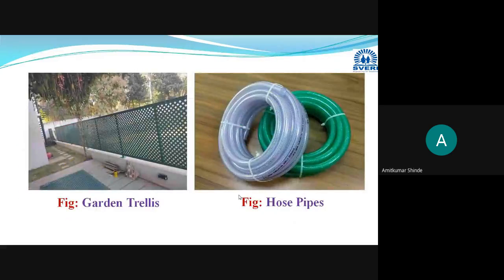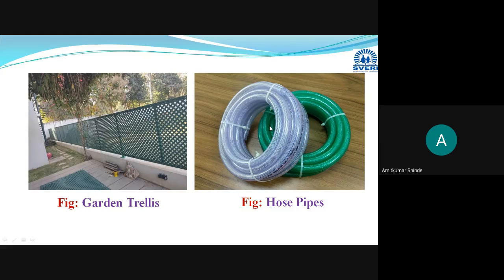And then the next is garden trellis. For protecting the garden, we provide a barrier around it. Some trellis are provided. These trellis are made up of plastic material only, and they are made by the extrusion method only.